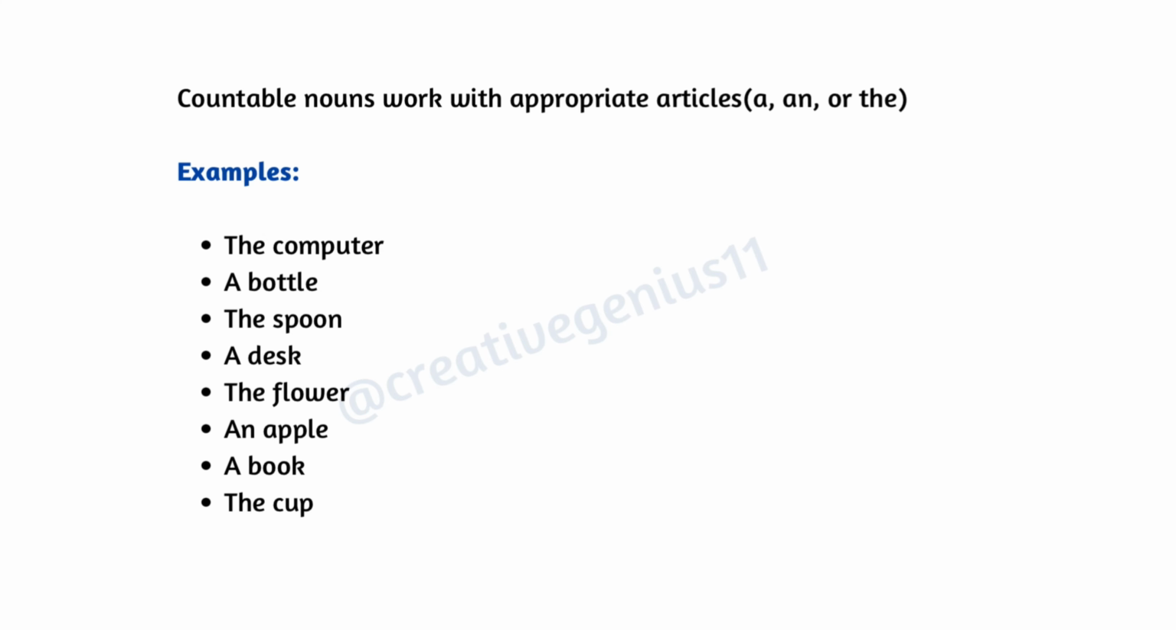Countable nouns work with appropriate articles a, an, or the. Examples: the computer, a bottle; the spoon, a desk; the flower, an apple; a book, the cup.